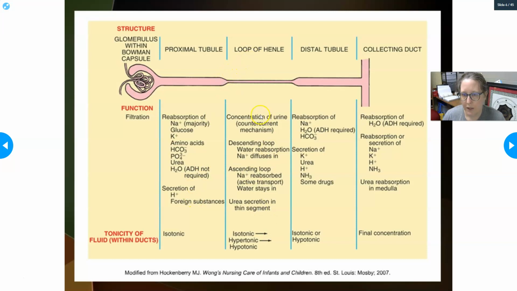Then the loop of Henle is concerned with the concentration of the urine, and then the distal tubule has still some reabsorption going on, but less. And then some more secretion can happen in the distal convoluted tubule. In the collecting duct, there's some final reabsorption of water, a little bit of final reabsorption and secretion going on, but ultimately it's the final step.